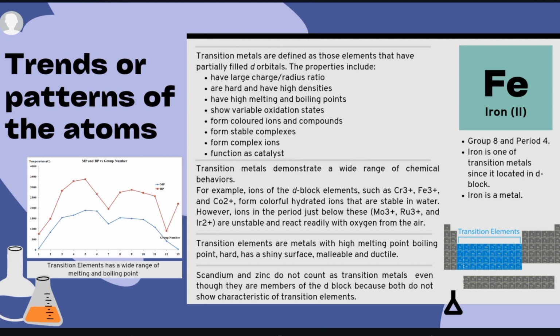For example, ions of the d block elements such as chromium 3 ion, iron 3 ion, and cobalt 2 ion can form colorful hydrated ions that are stable in water. However, ions in the row just below this, which are molybdenum 3 ion, rhodium 3 ion, and iridium 2 ion, are unstable and react readily with oxygen from the air. Scandium and zinc do not count as transition metals even though they are members of the d block because both do not show characteristics of transition metals.